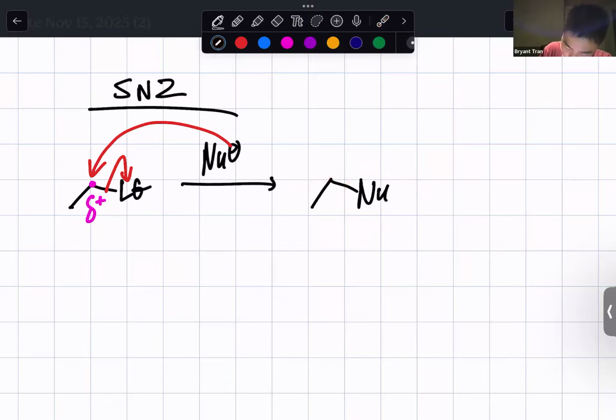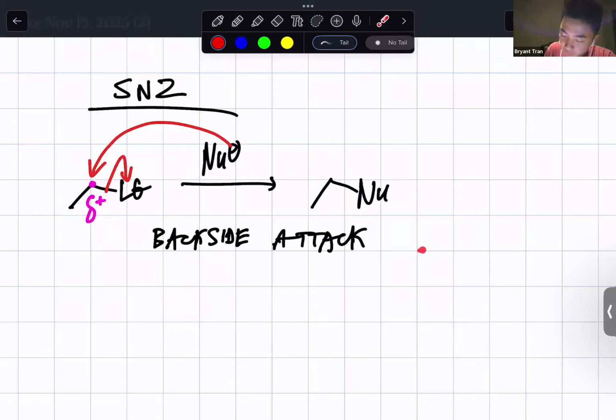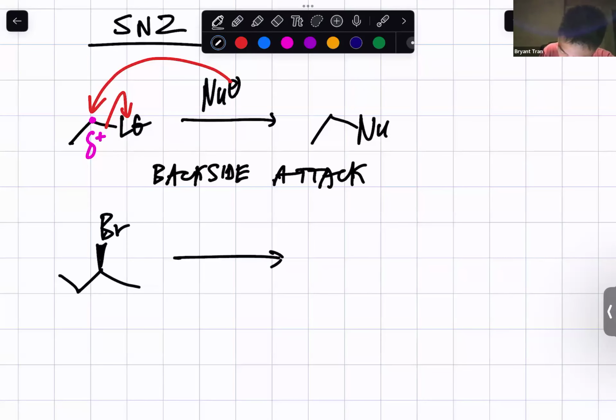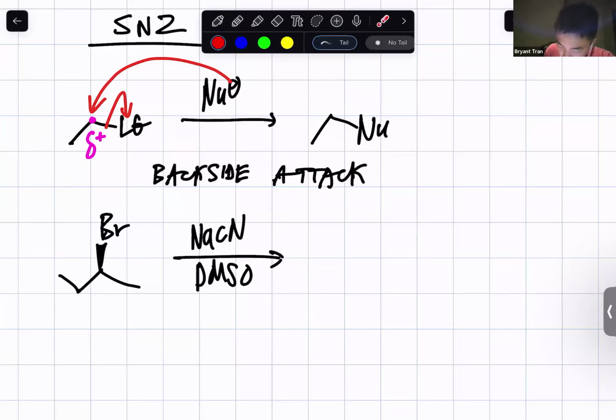And the mechanism here is going to be a backside attack, meaning that the stereochemistry would invert, right? So an example of that would be something like this, where let's say we have this secondary haloalkane reacting with NaCN in an aprotic solvent, DMSO, right? The aprotic solvent DMSO will not do anything in the reaction. It's just going to be there to facilitate the reaction.